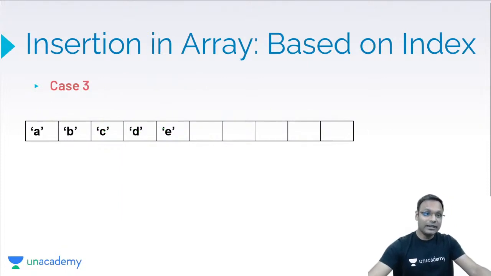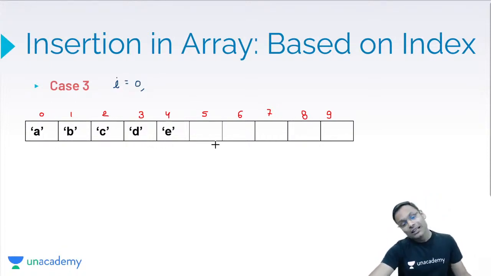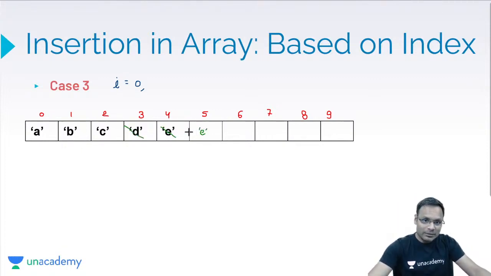Let's say the index is given as the lower bound only. If index I is given as lower bound only, 0, in that case I will have to shift all the elements to the right. So E will be shifted here, D here, C here, B shifted, A shifted, and after that I'll have to insert, let's say, item X.